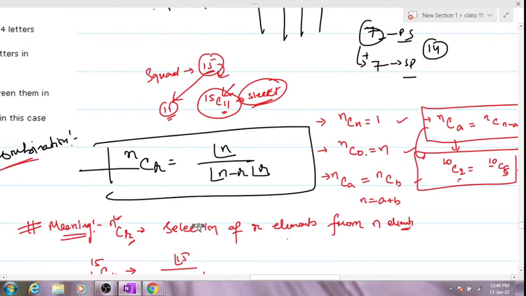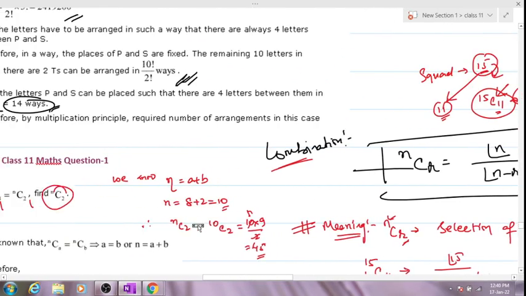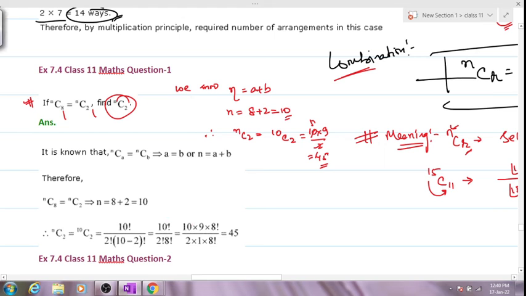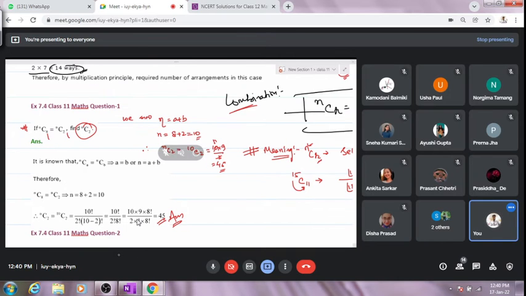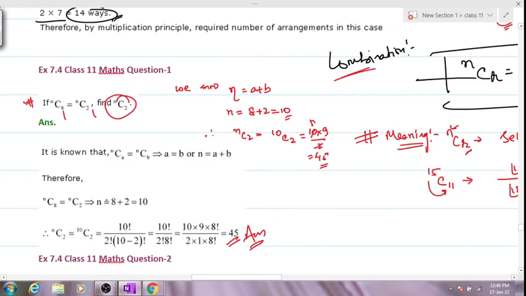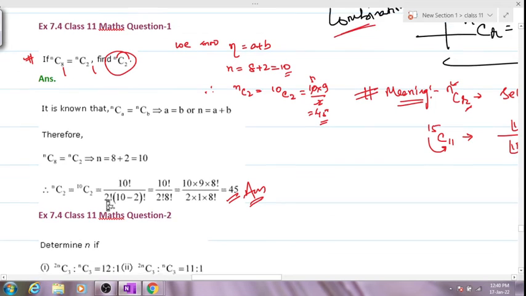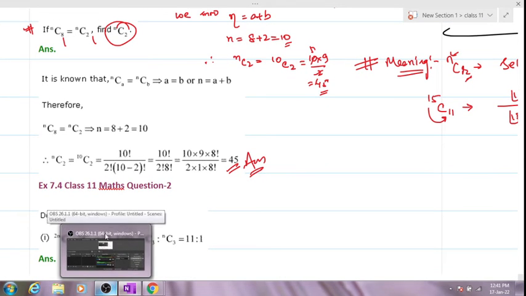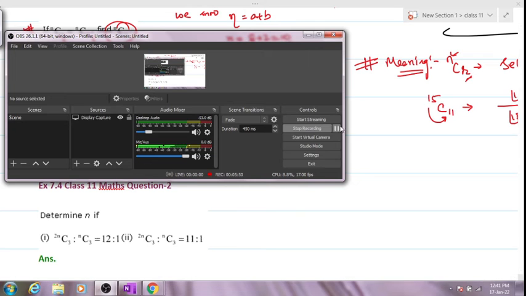I hope people are not taking screenshots of what is going on in the class. We have the answer as 45. Everyone kindly confirm if we have this answer or not. Take your time and copy it down and pause the video. People who are done with this, I'll pull up the second question in front of you. I'm pausing the video now. You'll kindly solve this question and tell me what you get for the value of n.